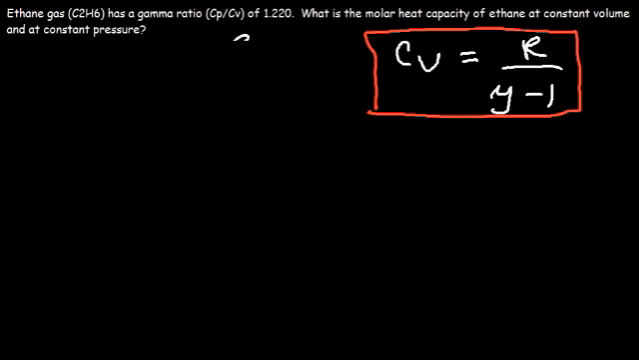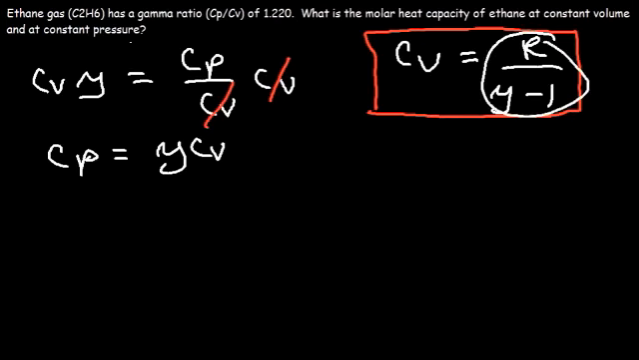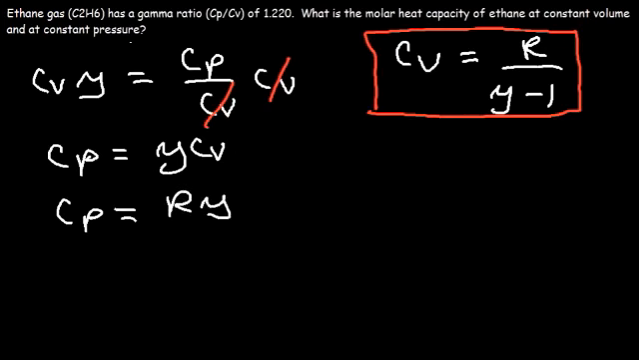Now there's one more equation that we can write. So keep in mind, we said that gamma is Cp divided by Cv. If we multiply both sides by Cv, Cp is gamma times Cv, and Cv is equal to that equation. So Cp is R times gamma over gamma minus 1. So this is another useful equation.